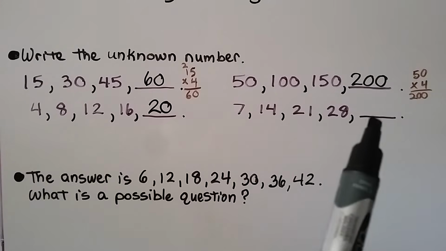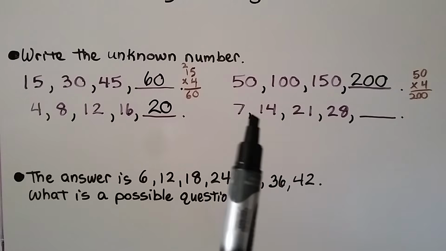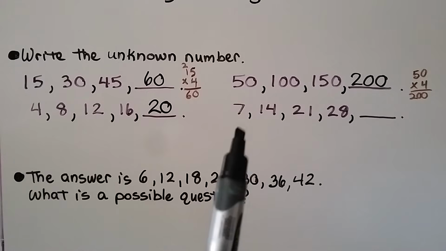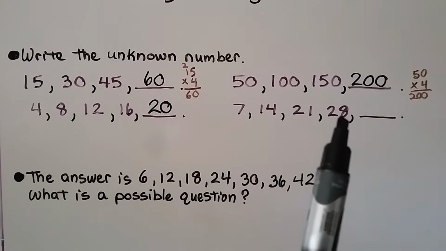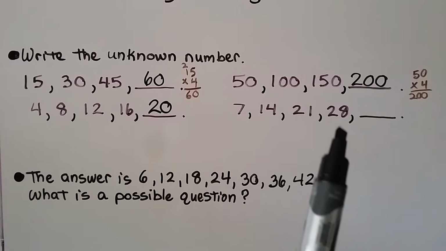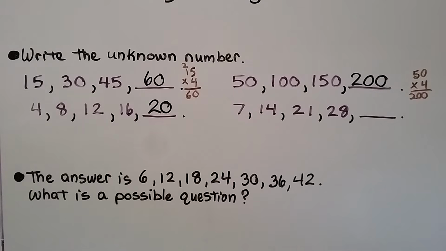What about here? What do you think the missing number is? Do you see the pattern? These are all skip counting by 7s. These are multiples of 7. 7, 14, 21, 28. We have 1 times 7, 2 times 7, 3 times 7, 4 times 7. And this would be 5 times 7. Do you remember your multiplication facts? 5 times 7 is 35.